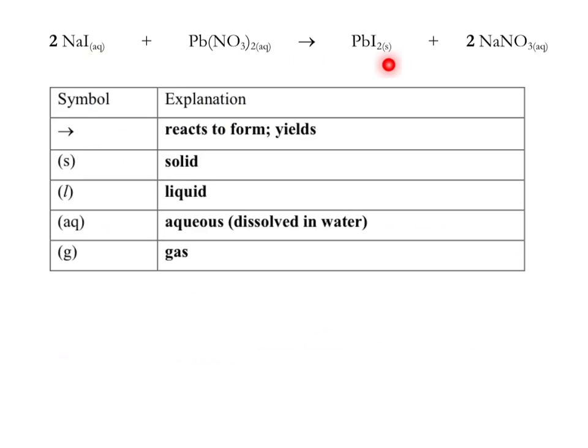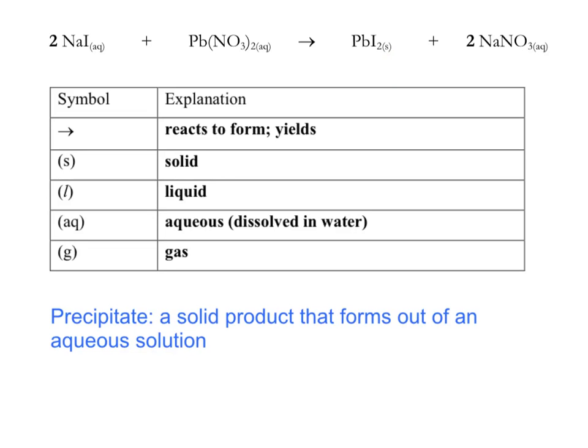In the reaction that we have above, it's kind of interesting. We started off with 2 solutions. You can see there that both of the reactants are aqueous, and then we have a product that's formed that is not soluble. It'll be a solid that'll sink to the bottom of the beaker. This type of reaction is called a precipitation reaction. And so a precipitate is a solid product that forms out of an aqueous solution.